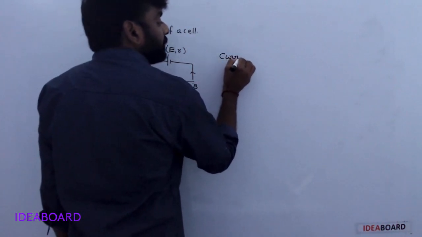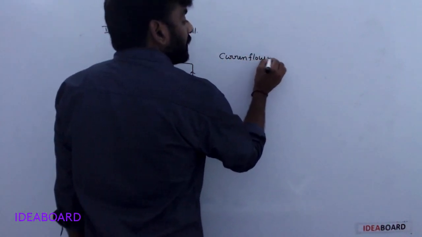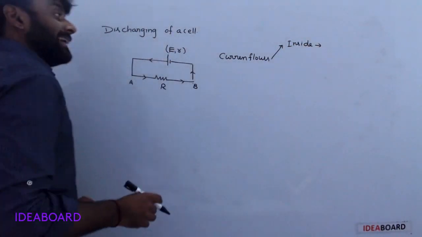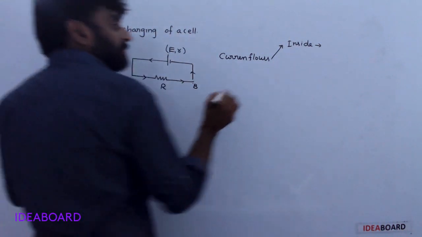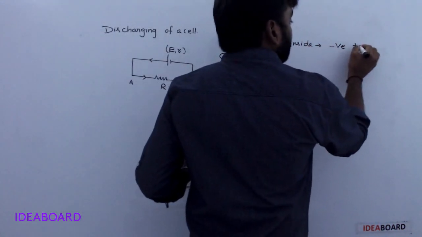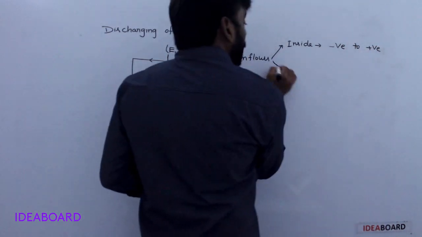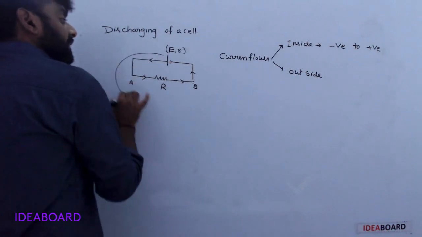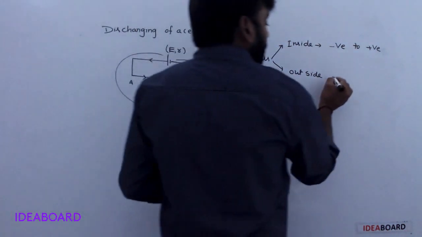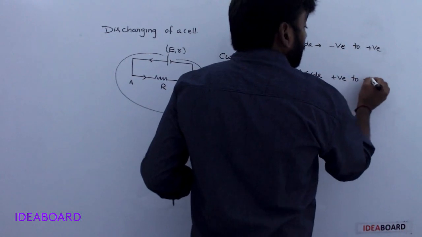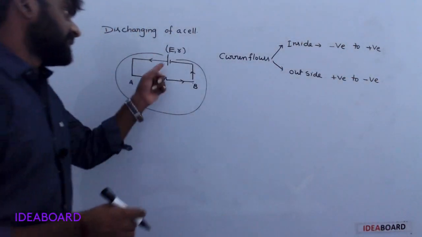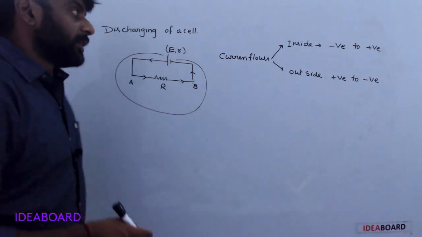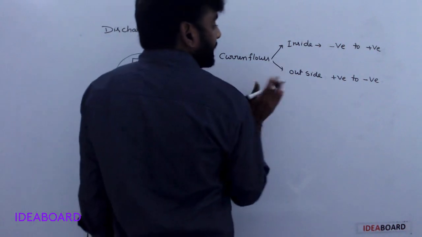Here, current flows inside the cell from negative terminal to positive terminal. Outside, current flows from positive terminal to negative terminal. Inside, negative terminal to positive terminal; outside, positive terminal to negative terminal. This is how the current flows.